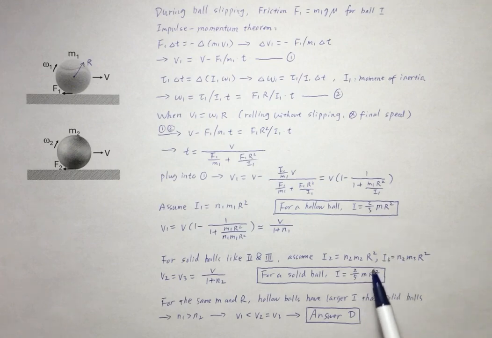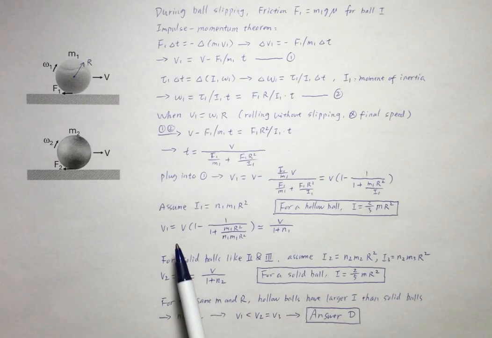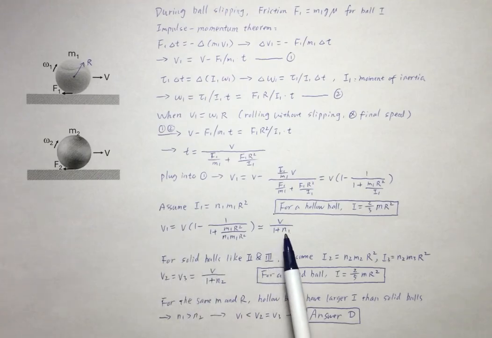But we don't need to know these numbers. We just need to know, based on common sense, that n1 is larger than n2. Because n1 is larger than n2, from these two expressions, v1 is smaller than v2. But we know that v2 is equal to v3. So ball 2 and ball 3 will have the highest final speed. So this is answer D.